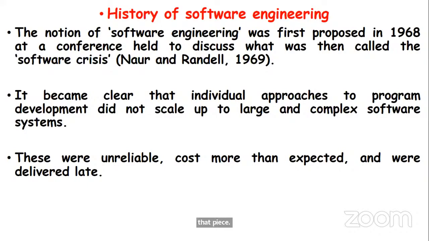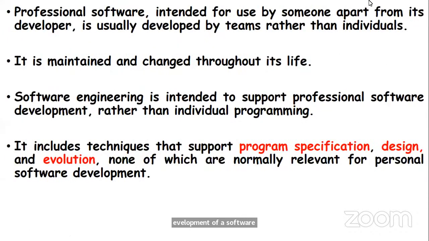So we are not looking at the development of the software, but the processes and details that we put into the development of software, right? Procedural software intended for use by someone apart from its developer is usually developed by teams. That is the essence of software engineering. We emphasize teamwork rather than individuals. It is maintained and changed throughout its lifetime.